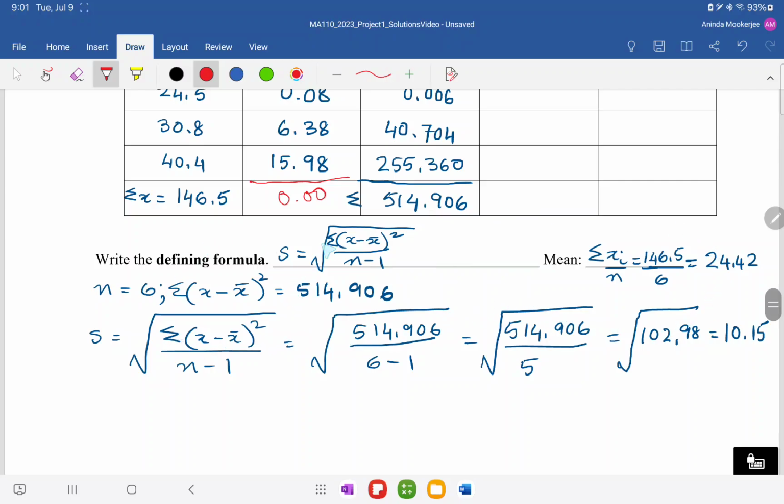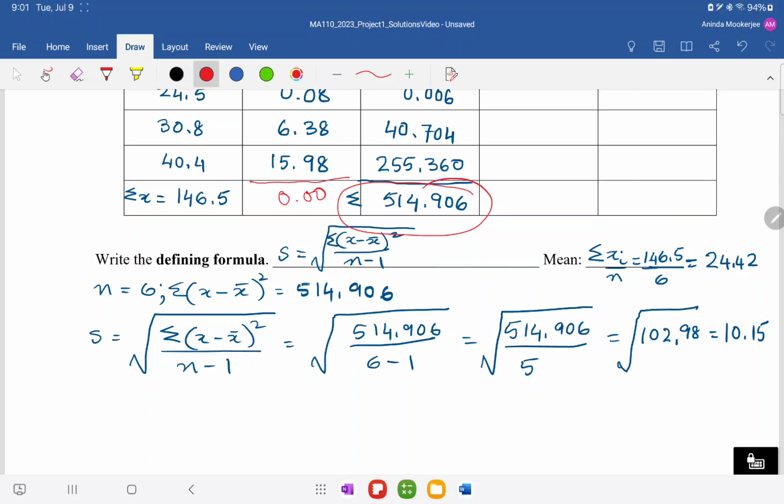So let's go through how it's been worked here. The question says write the defining formula. We have the defining formula written here. Then we have to find the mean of the data set. So sigma x divided by n, 146.5 divided by 6, was 24.42. So now we just apply the formula: square root over 514.906, this value here, divided by 6 minus 1.